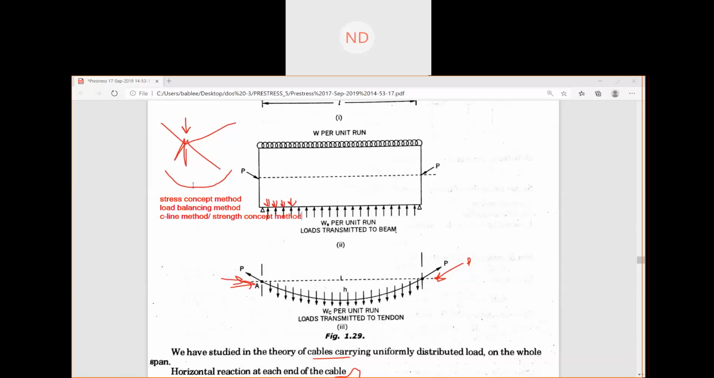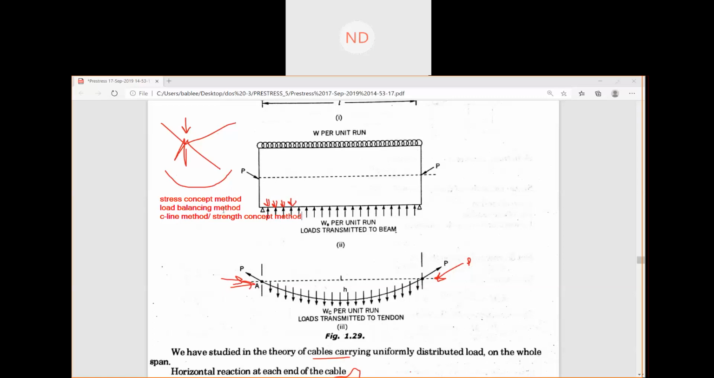So what was the stress concept? In the bend tendons also you can solve the stresses by the stress concept method. In the stress concept method, you used to calculate the stresses at the top and the stresses at the bottom. Those were the direct stresses, and if there is an eccentricity, there is a moment of eccentricity, so due to that, stresses are developed. That was the stress concept method.